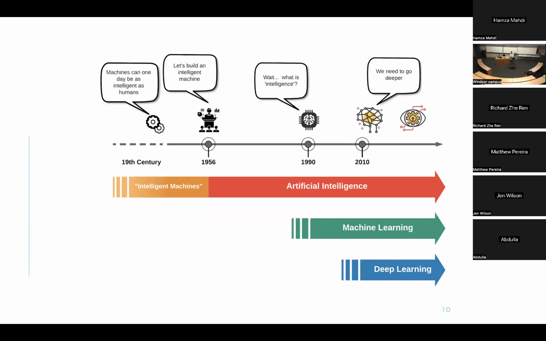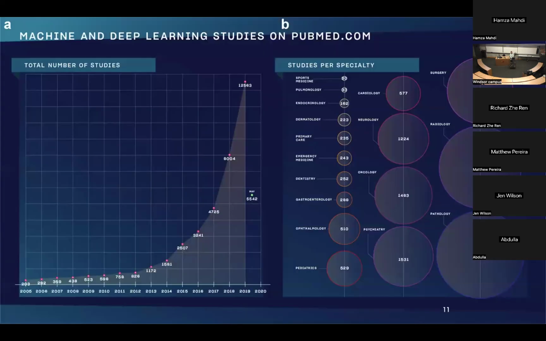We've always had this dream of automating things because we're lazy. We like to let other machines do things for us. This is a nice graph. It's not up to date.